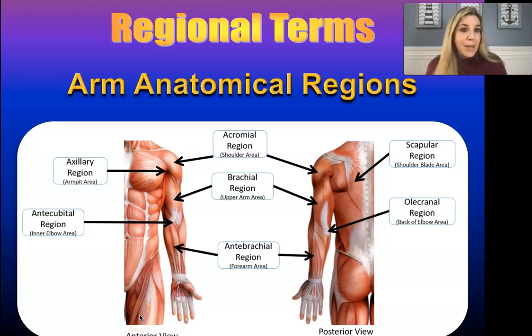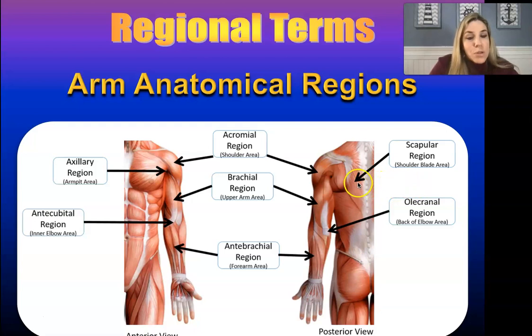Let's get into the appendicular areas here, the limb areas. So once again, we have our armpit, the axillary region. So you've got your axillary region, but now moving down the arm. We've already talked about the acromial region, which is the shoulder area, and of course the armpit. But now the upper arm is going to be called your brachial region. And the forearm is called your antebrachial area. So antebrachial is your forearm.